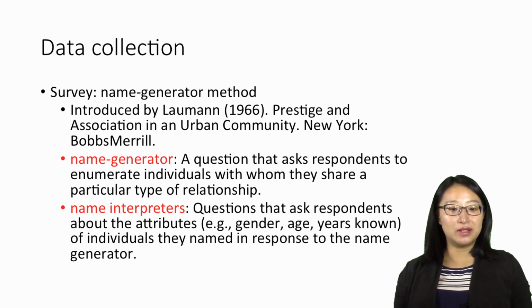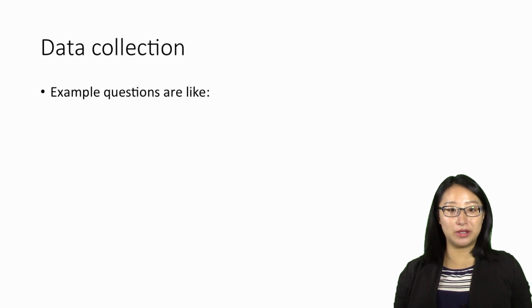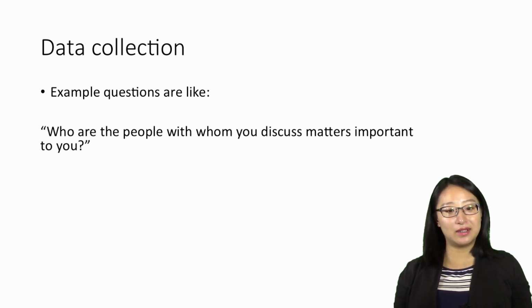For example, these questions are from published papers and research. Example questions are like, who are the people with whom you discuss matters important to you? Then the interviewee or respondent will give you a list of names of people they talk to about matters that are important to them. For example, they would list my mom, my dad, and my siblings.